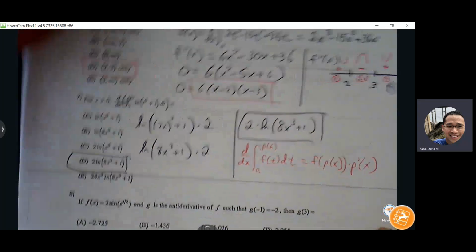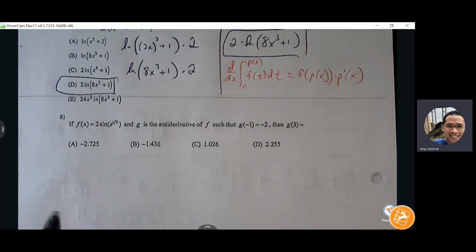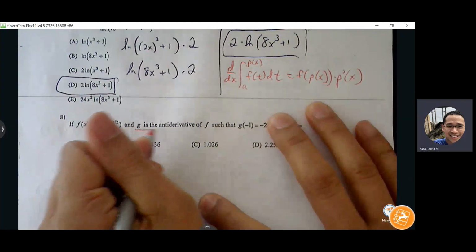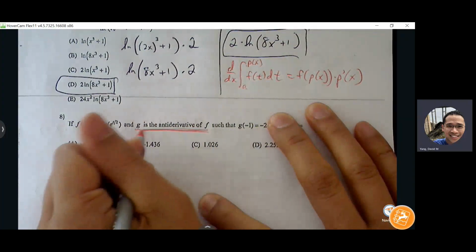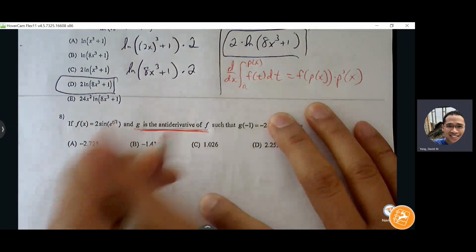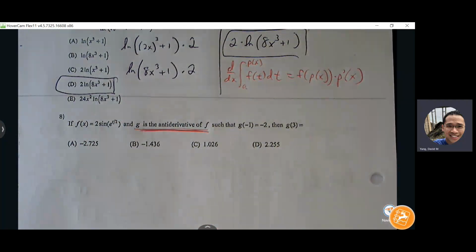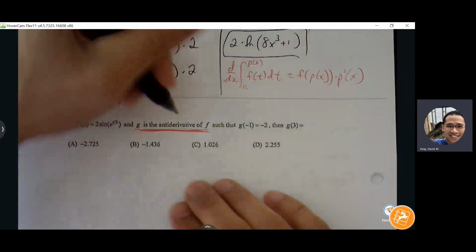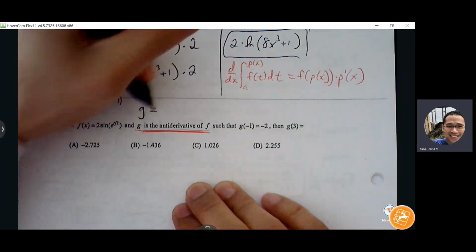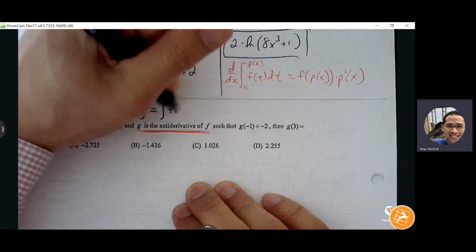Okay, number 8. F of x is 2 sine of e to the t over 2. G is the antiderivative of f. So we really want to create some sort of a notation so we can kind of really see that relationship. We know g of -1 is -2, find g of 3. So it says that g is the antiderivative of f.